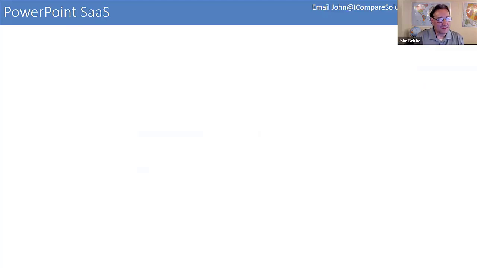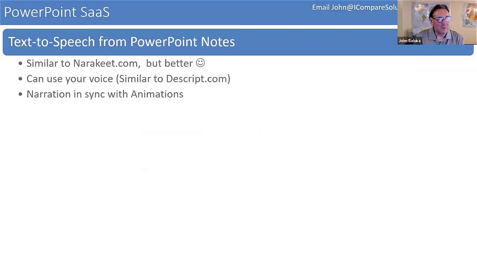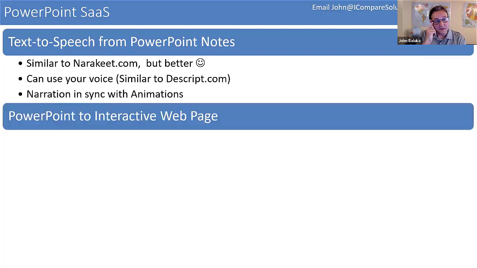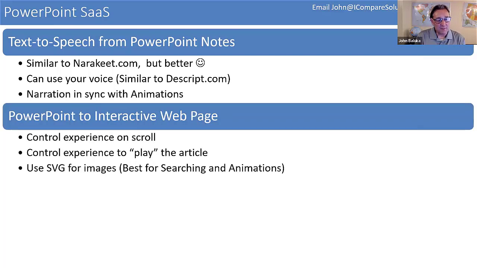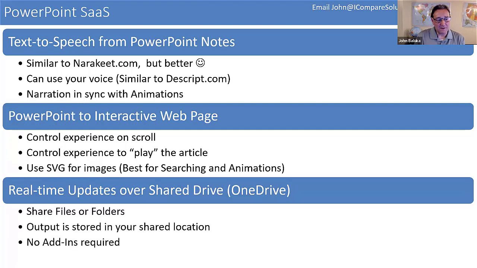So overall, I'm working towards, I guess I'm just calling it a PowerPoint SaaS, kind of dogfooding it for some content that I'm creating now. But when it comes to this text-to-speech, something like NarrowKeyed, and even using your own voice to script some stuff I'm doing there. And when it comes to this interactive web page, like you saw that prototype, as well as really working with SVG images for searchability, and doing something over OneDrive to where you don't have to install an add-in to do this kind of processing. If you're interested in any of this, just send me an email and see if something like this is a good fit for you.